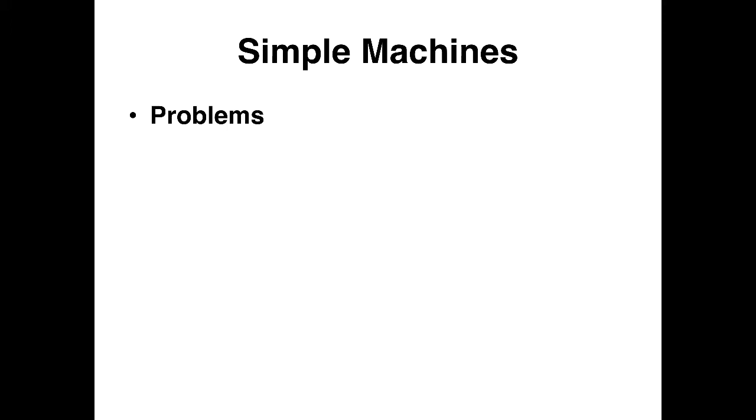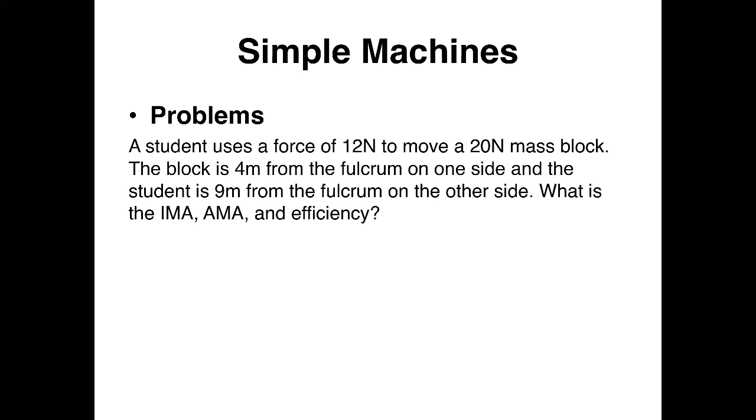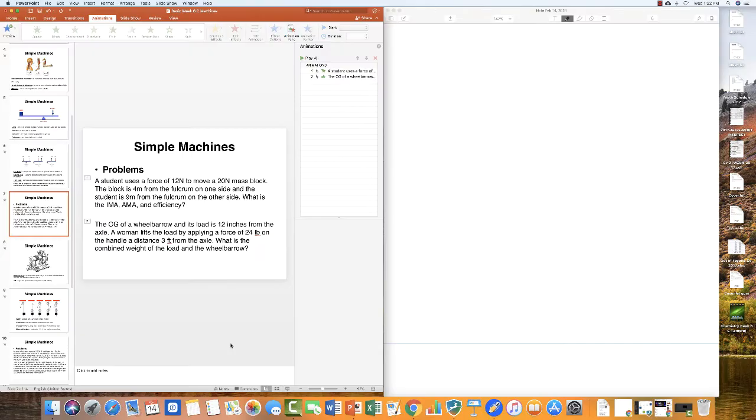So let's take a look at all these concepts in the form of a couple of example problems. A student uses a force of 12 newtons to move a 20 newton block. The block is 4 meters from the fulcrum on one side, and the student is 9 meters from the fulcrum on the other side. What is the IMA, AMA, and efficiency? Okay, so how do we go about doing this?